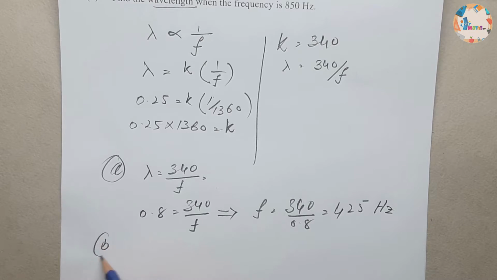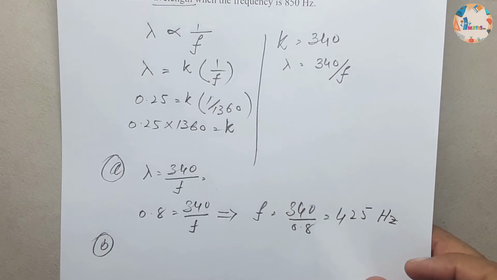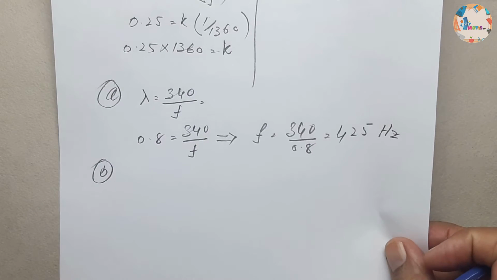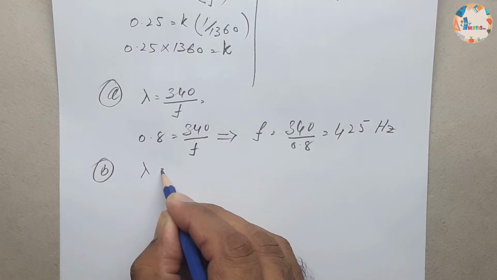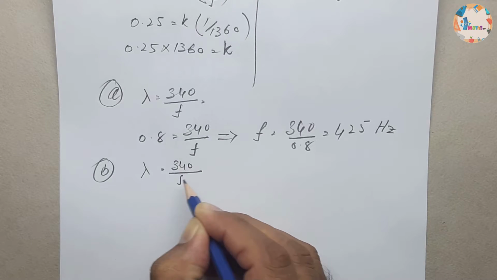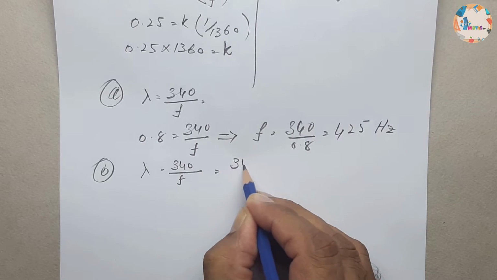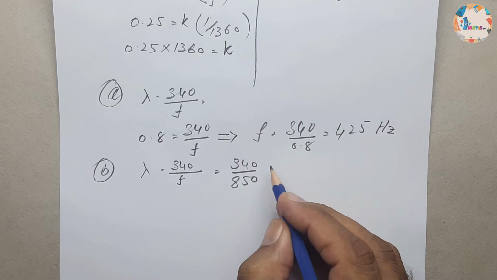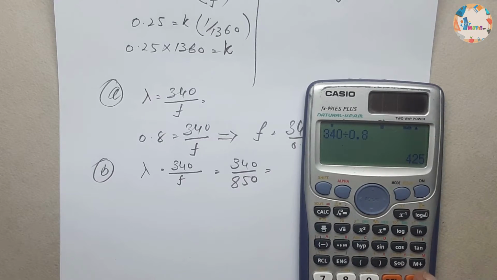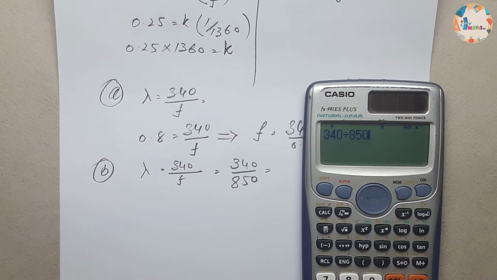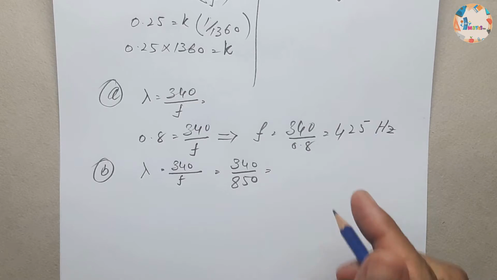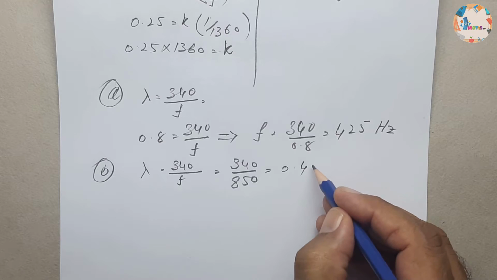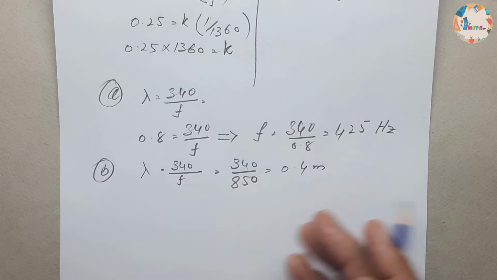Now B part. In B part, they're saying find the wavelength when the frequency is this one. So the frequency is given. Again our equation is lambda is equal to 340 over f, so we can replace here 340 over 850. So this will be equal to 340 divided by 850, which is 0.4. So the value of lambda will be 0.4 meters. So this is done.